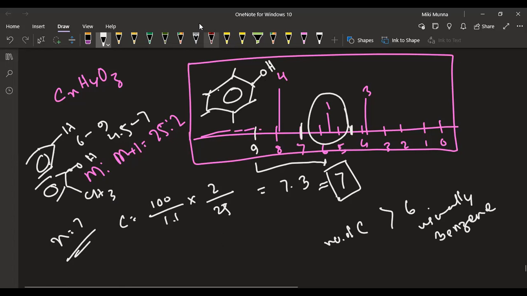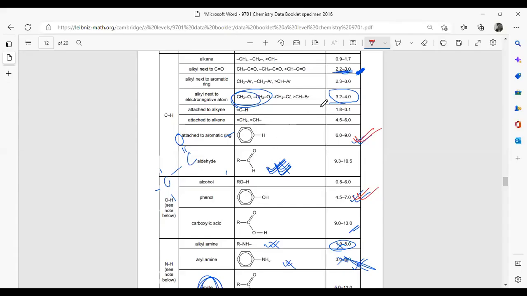Oh yeah, one thing we forgot to take. Which value represents this region? 3 to 4, having 3 hydrogen and an oxygen, isn't it? Now going back to our data booklet, what do we have? Here, at 3.2 to 4, we have a group which is CH3O. So the CH3O group is present there.